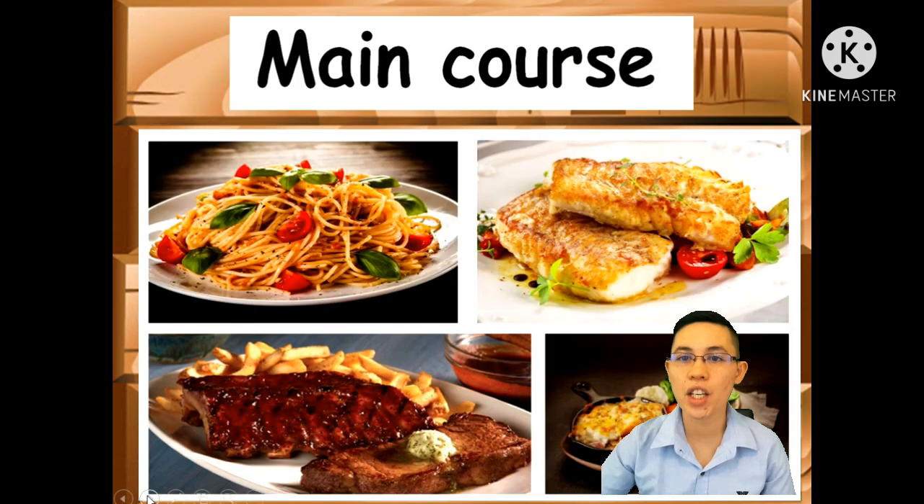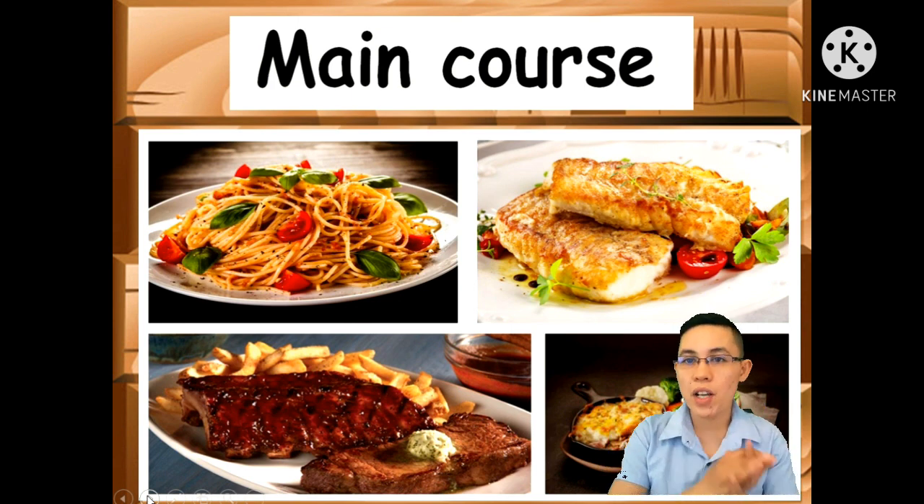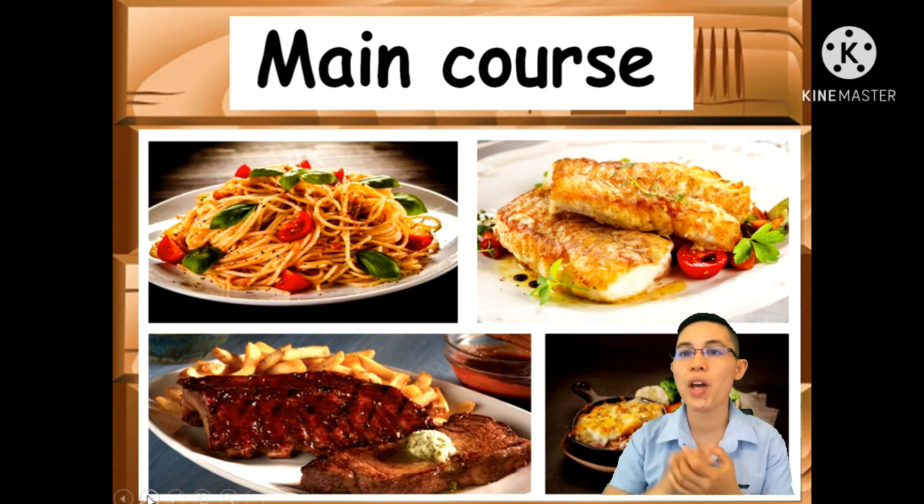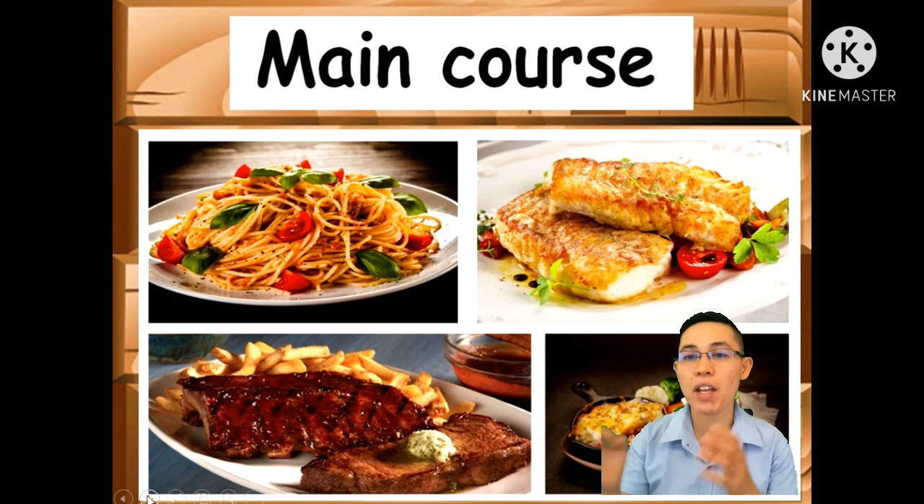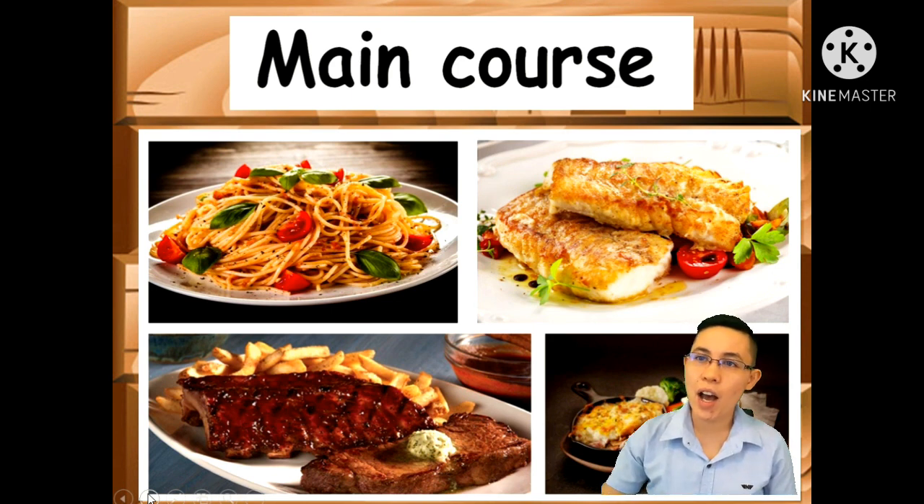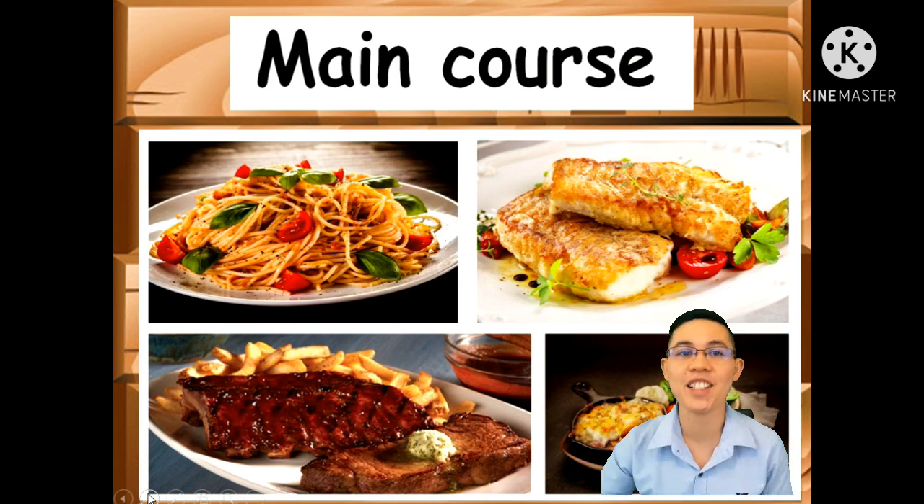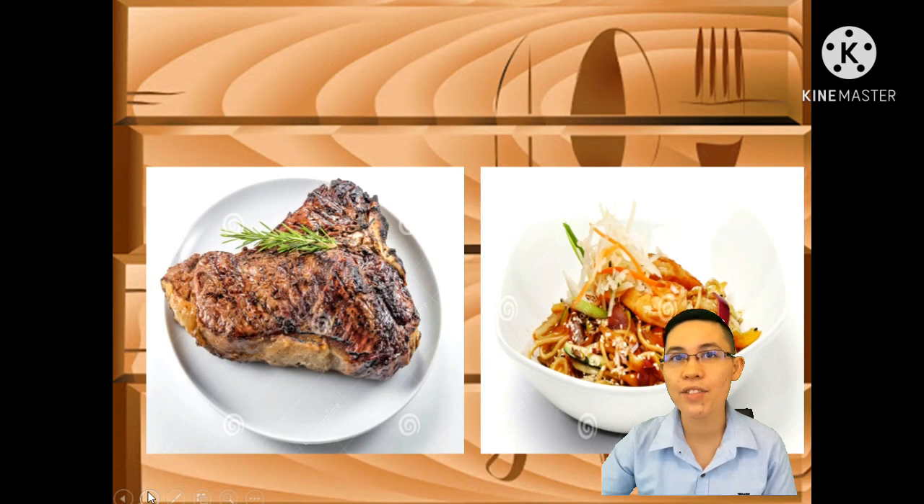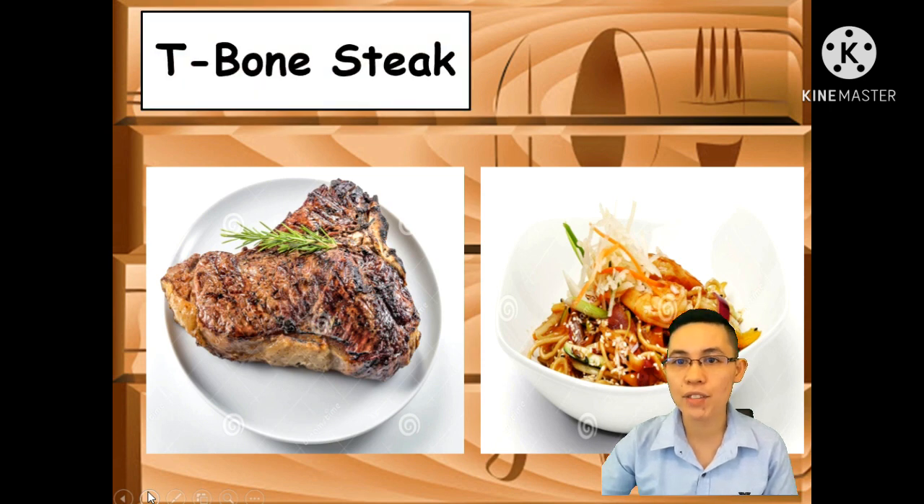So let's go ahead and continue. So some of the restaurants, they have appetizers, they have starters, they also have main, or they call it main course. Now please repeat after me. Main course. Okay. Now let's go ahead and learn some food that I have in my restaurant, Teacher P's restaurant. Okay. So the first one we have, wow. Can you repeat after me? T-bone steak. Again, T-bone steak.